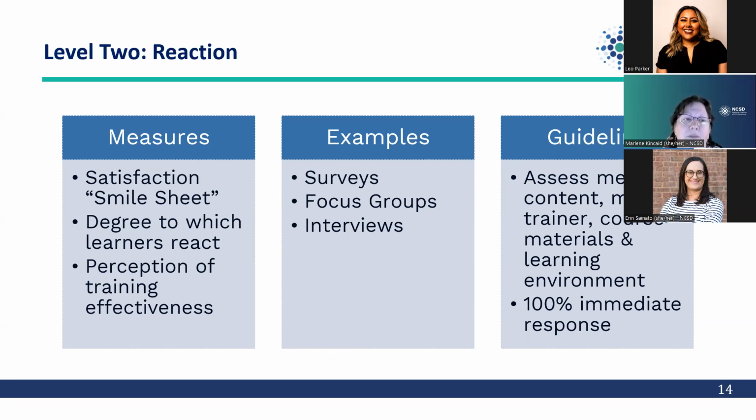Some of the guidelines for implementing this particular level are making sure that you assess the method of training, the content of training, the media in which the training was delivered, the trainer, the course materials, and the learning environment and or facilities. It's also important that the level 1 reaction evaluation is done immediately, if not at the end of the course, within the next 24 hours. After 24 hours, a learner forgets and they're not responding based on their reaction anymore. So this is why it's important to have level 1 evaluations conducted immediately after the training.